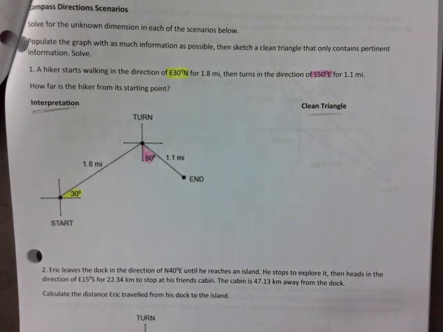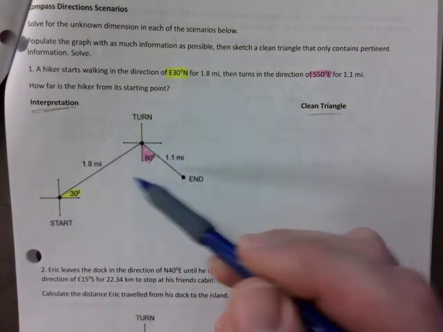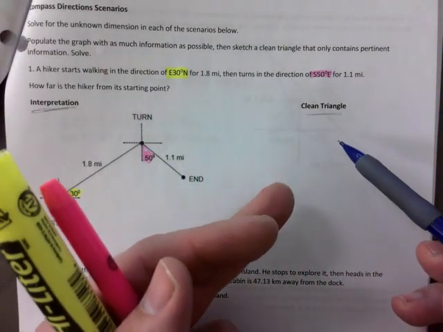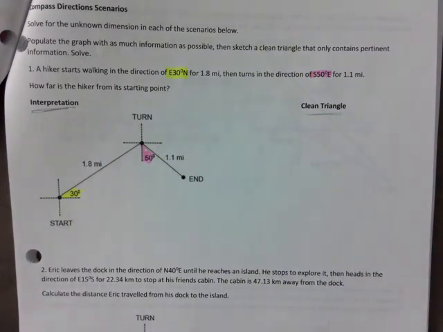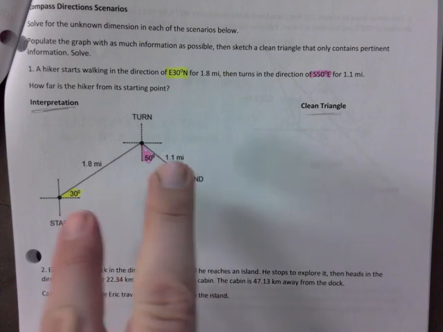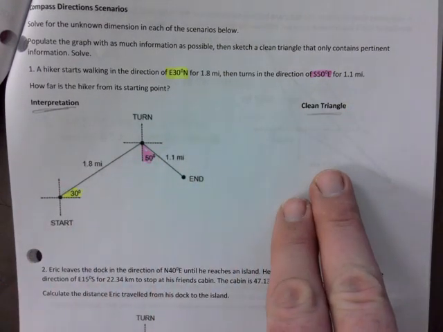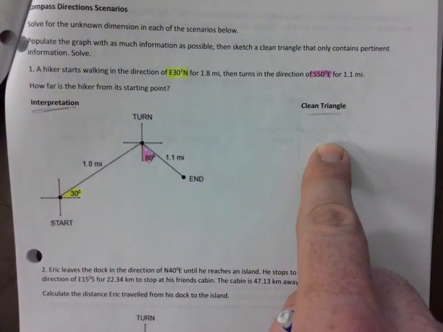What I want you to do is make little notes and find angles that are missing, but I want you to create a clean triangle. Usually you're just going to have one angle inside that clean triangle that you can derive from this one. Don't solve just yet. I just want you to focus on the clean triangle.